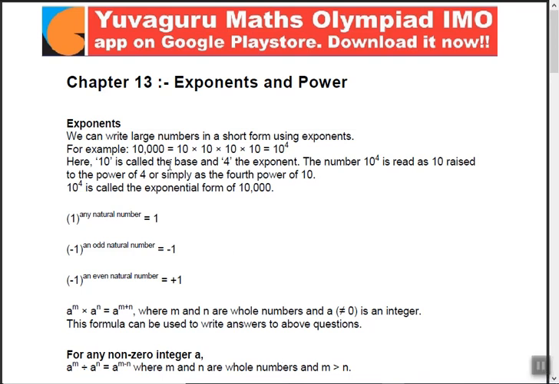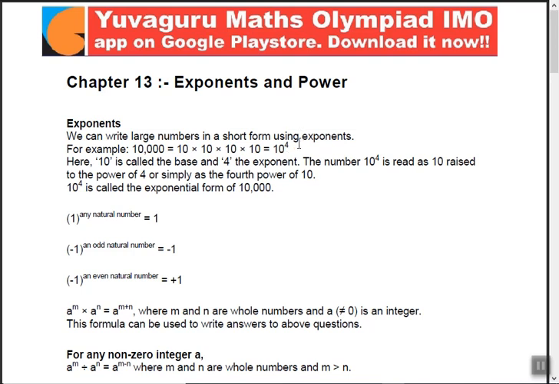Now, what is an exponent? See here. Suppose I give you 1 and then 9 zeros on this side. Is it easy to read? How can you tell me what the number is? But if I tell you like this, 10 raised to 9, then it becomes easier, right? Similarly, see this. It is 10,000. Is reading 10,000 easier or 10 raised to 4 easier? So 10 raised to 4 is easier.